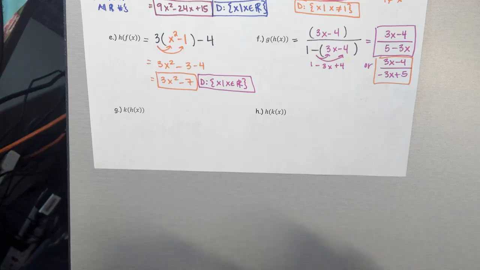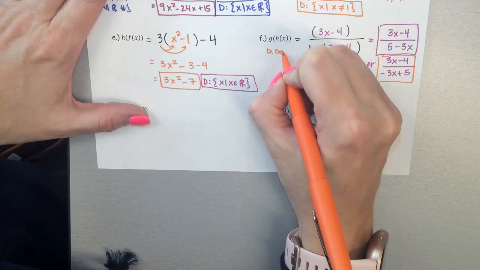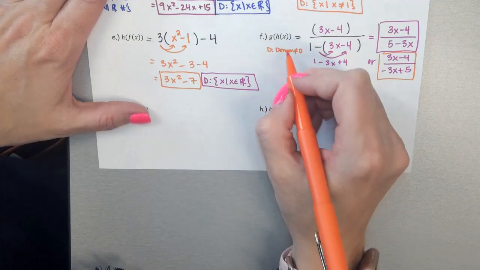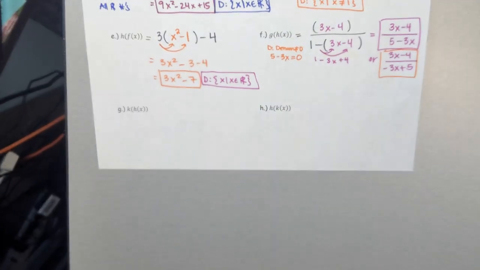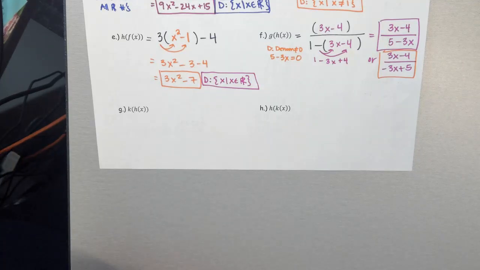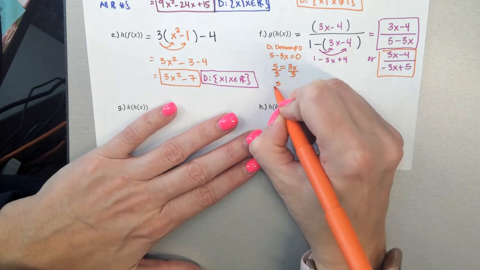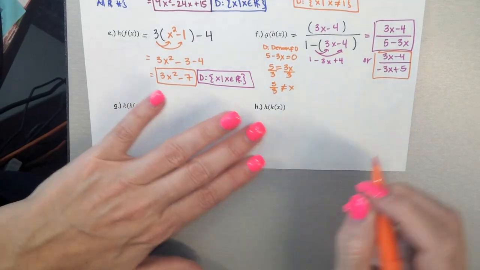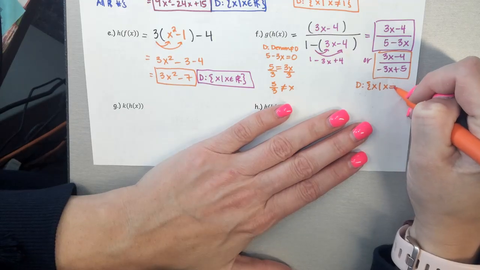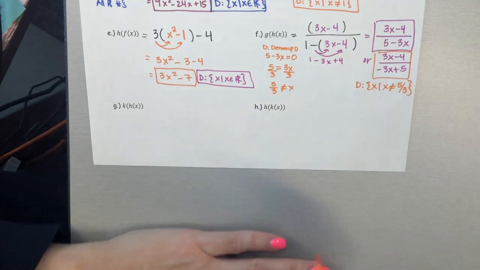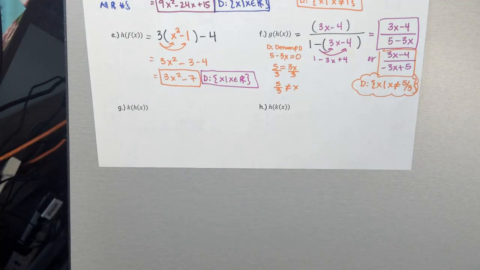Then we do have a fraction, so we know that the denominator can't be 0. So 5 minus 3x equals 0, and we're just going to solve that for x so we can write our domain. I would add 3x to both sides, divide by 3. Then your domain is all values of x, except x cannot be 5/3. That would make the denominator 0, and you cannot divide by 0.